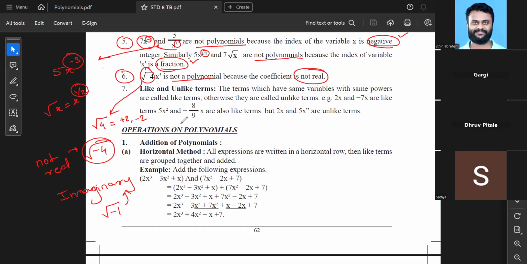So whenever there is a negative sign inside the root, you can directly say that it is an imaginary number, not a real number. Okay.